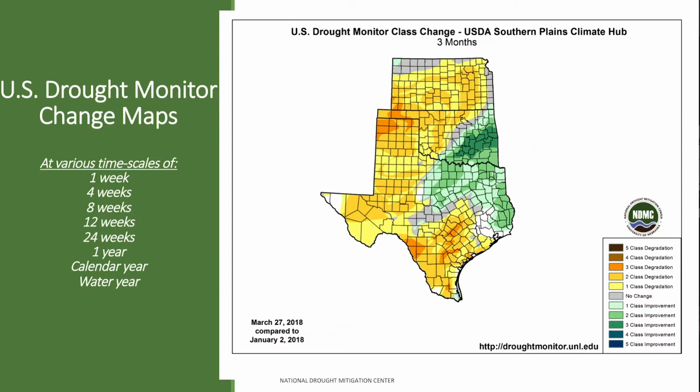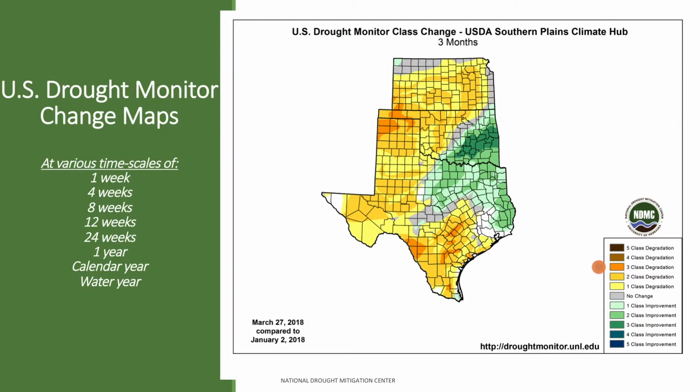And so these change maps allow you to quickly, again, 1 week, 4 week, 8, 12, 24, 1 year, calendar year, or water year, you can pull up those different time scales and see, again, this 3-month example we showed where those heavy rains went across southeast Oklahoma and northeast Texas, where we've actually shown improvement. But then again, some of these areas, that's a 3-class degradation over the last 3 months as this drought has developed during the late winter, early parts of spring. So the change maps are one of the tools I use quite a bit when answering questions that people bring up.